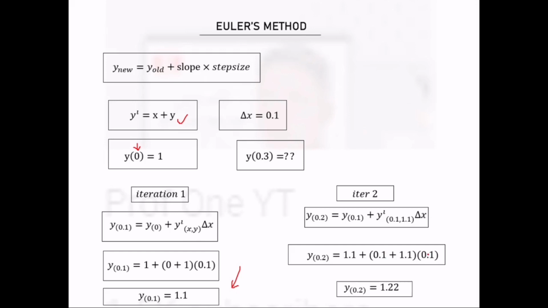Now, how can you solve for the last iteration? I want you to try that, and note that the answer you get must be 1.362. That is the answer that you must get.